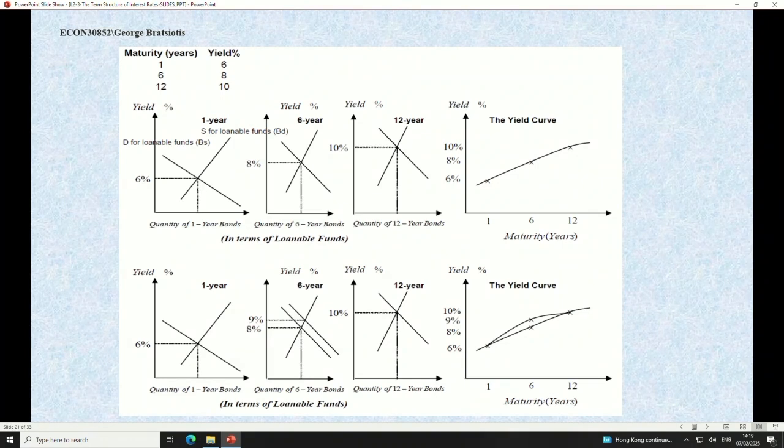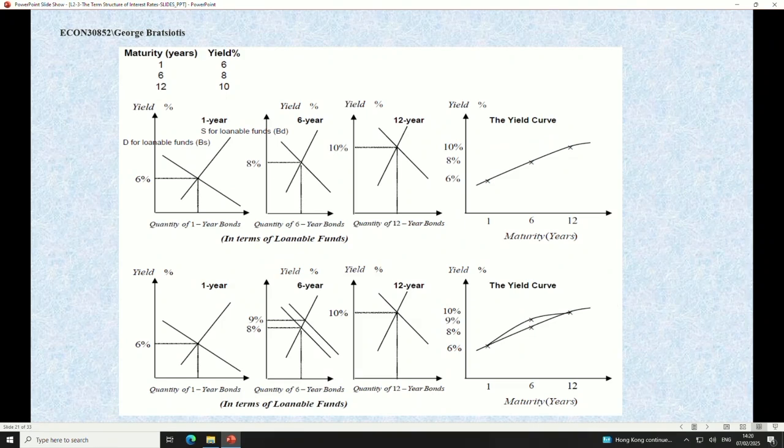Okay. So this one interacts at a higher rate here at 8%, and this one at even higher. This is the 12-year, and it interacts at the 10% rate. So that's the segmental markets theory. There's no substitutability of assets. You go directly to the market that you want, the 1 year, the 6 year, or the 12 year. You have a demand, there is a supply of these particular maturities, and everyone is happy. And therefore, if I now plot maturity here, 1, 6, 12, from the three interactions I have here, 1 at the 6%, the 8, and I have my upward sloping yield curve.